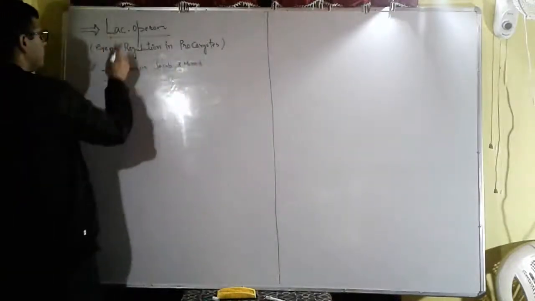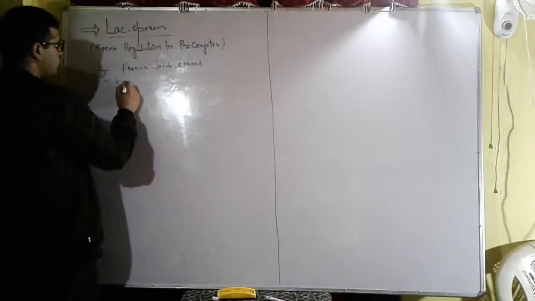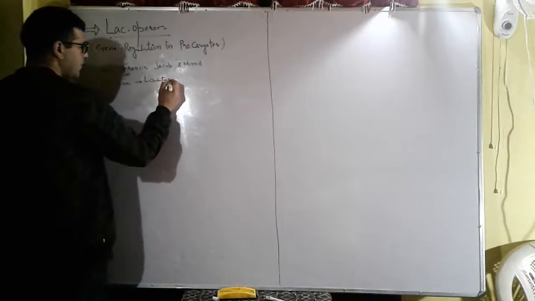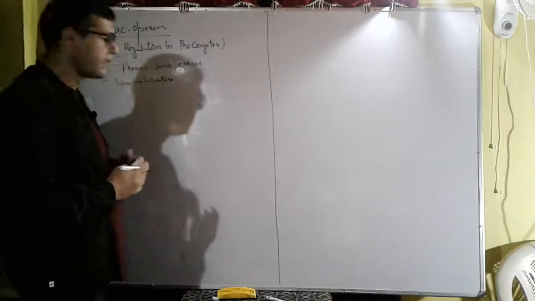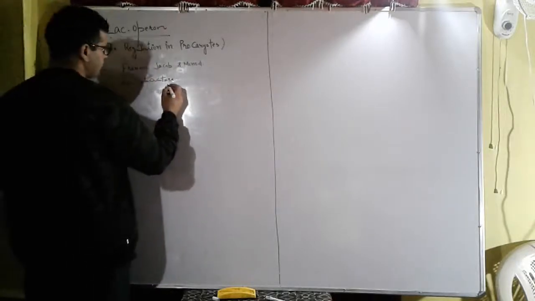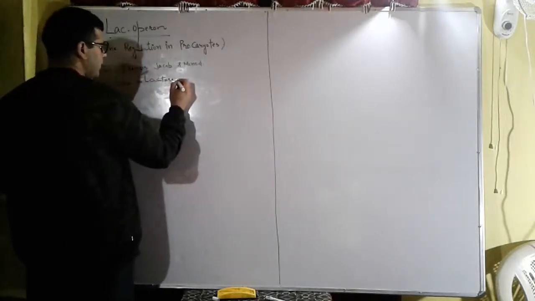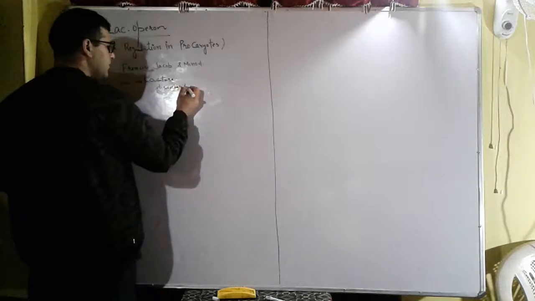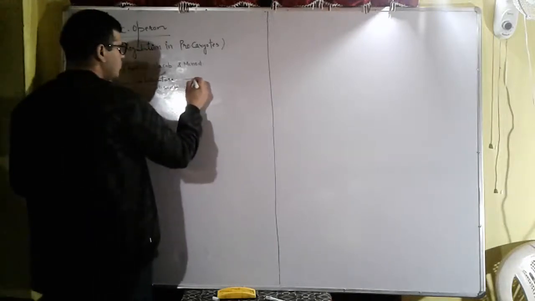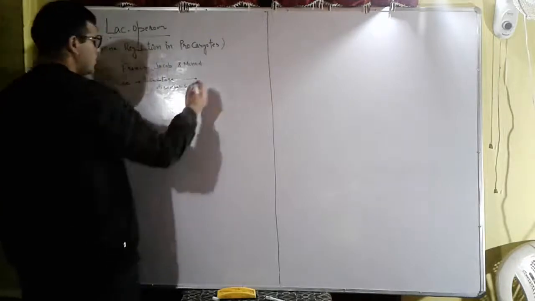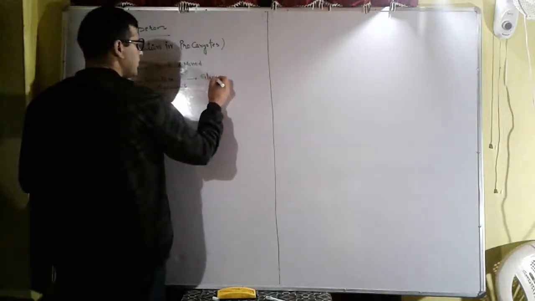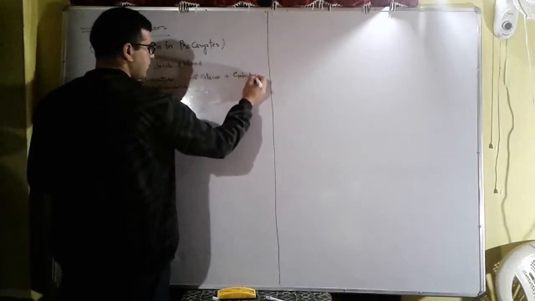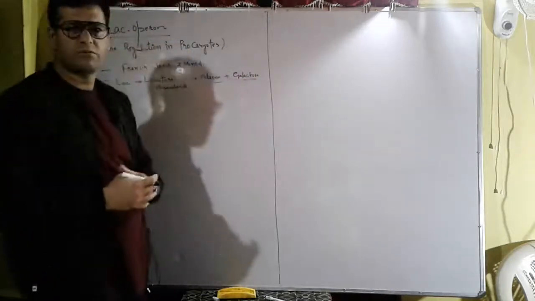Here we have the lac operon. This lac means lactose. It is simply lactose. Lactose is basically a disaccharide, a sugar, and it is composed of two monosaccharides, glucose and galactose. Both glucose and galactose are monosaccharides.